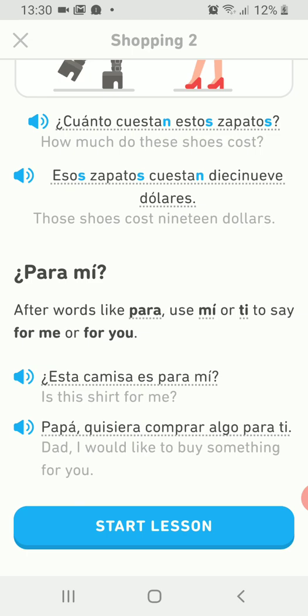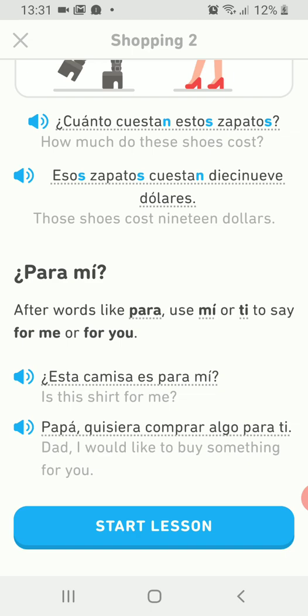And there is another preposition, like por. Por is not the same as para. Para is really for. And let's look at some examples. Vamos a ver algunos ejemplos. ¿Esta camisa es para mí? It's a question. Esta camisa es para mí.